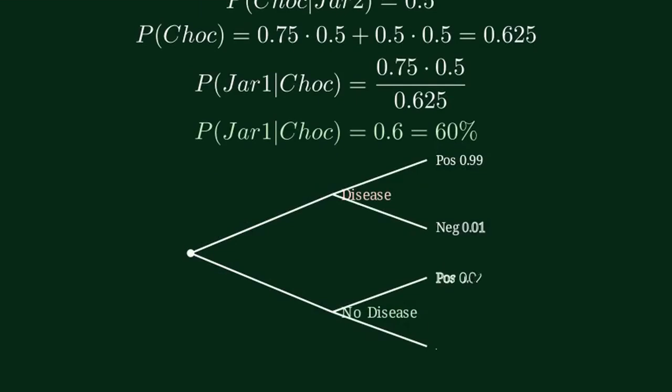Example 2. A rare disease test. Only 1 out of 1,000 people has the disease. The test is positive 99% of the time if you have the disease, but it has a 2% false positive rate if you do not.